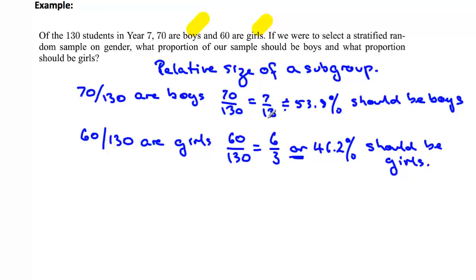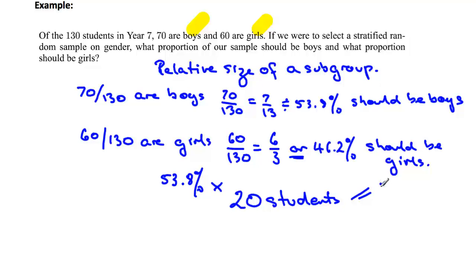So the idea would be, if you're going to select a group of students at random, make sure that you get the right proportions that come out of it. So I imagine that if you wanted a sample of 20 students, then get your calculators out and calculate, let's say, 53.8% of that, and you'll get the number of boys. Now you'll obviously have to round this, but you can work that out.